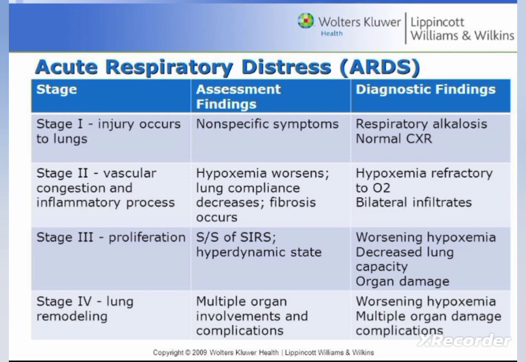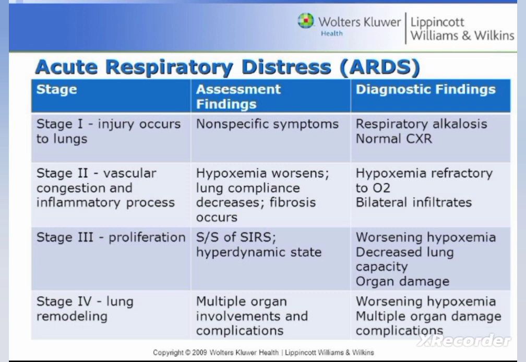In stage 3, that is the proliferative phase, the symptoms will be worsened. So the person will show the signs and symptoms of severe systemic inflammatory response syndrome. Okay, the person will have fever, tachypnea, tachycardia, then leukocytosis and inflammatory response and dyspnea, severe dyspnea, cough. All these features will be present in stage 3. And hypoxemia will be worsened and lung capacity decreased, and ultimately there will be organ damage.